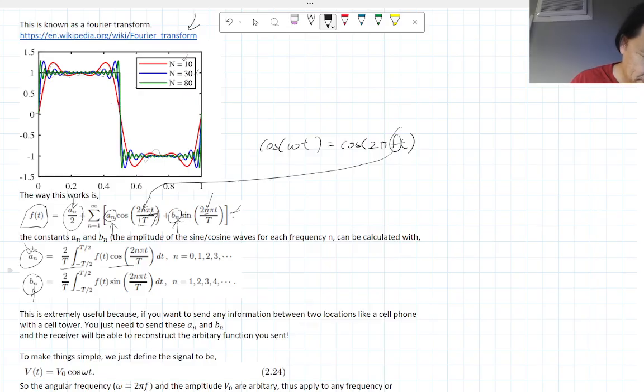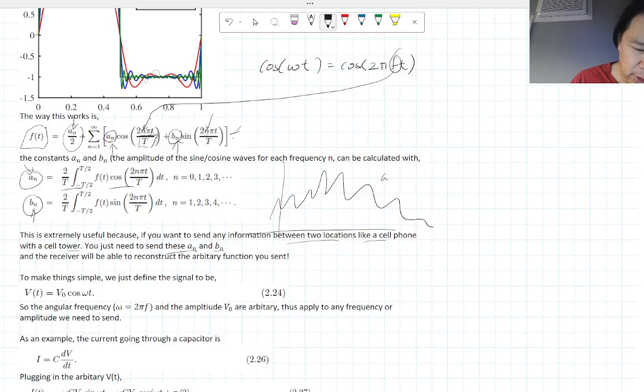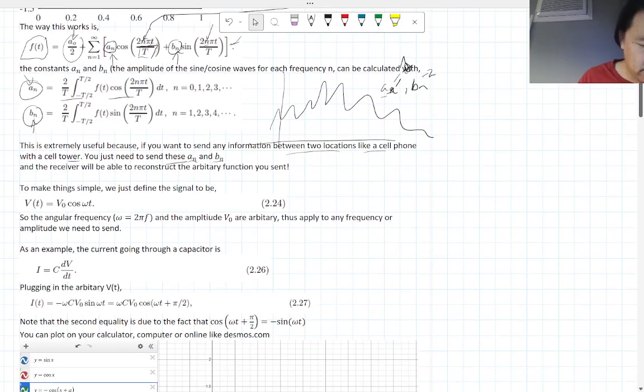Okay. So any information between two locations can be sent. If we want to send these A's and B's, all we have to do is send this arbitrary wave. And then when you do a Fourier transform of this, you get the An's and the Bn's out. And then you have some numbers, I want this number to be 1, this number to be 2. Well, there's actually multiple of them. Okay. And this is how information gets sent between devices wirelessly. Okay.